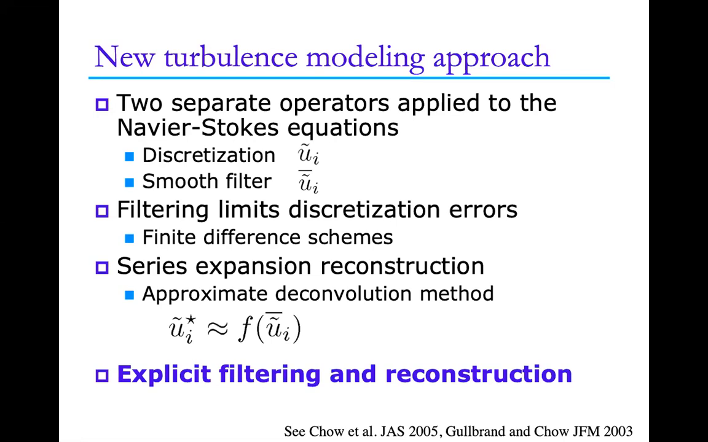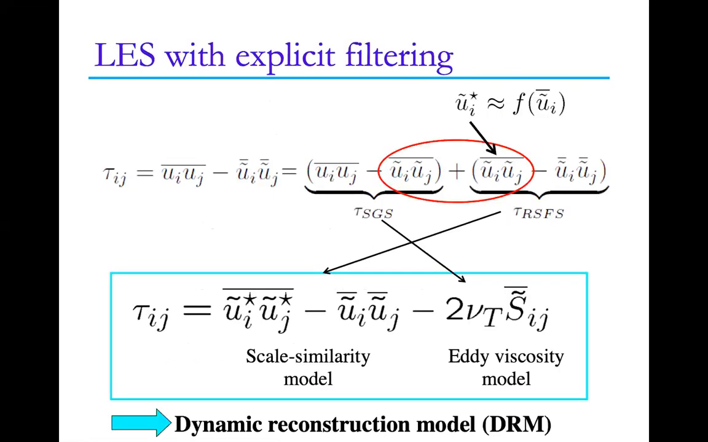And by taking this into account, you can actually limit some discretization errors and also expand using series expansions to recover some of the scales between the grid filter and the LES filter. And that's using something called an approximate deconvolution method. So that probably doesn't tell you anything unless you've already heard of this, but you can look for more details in the papers. And what you end up with is something called a mixed model.